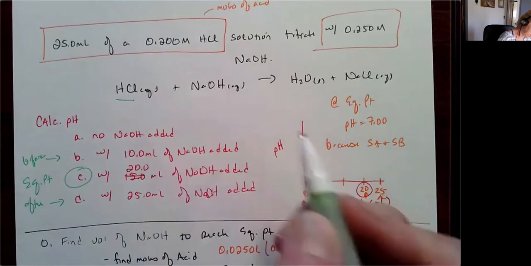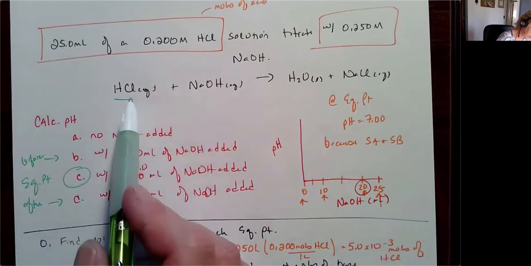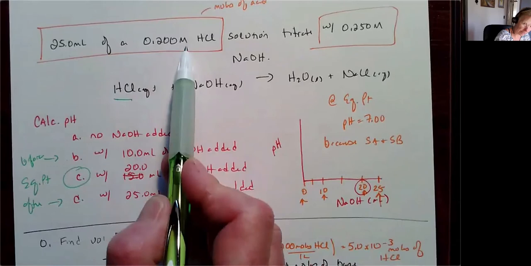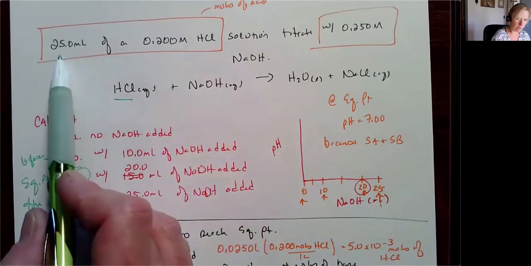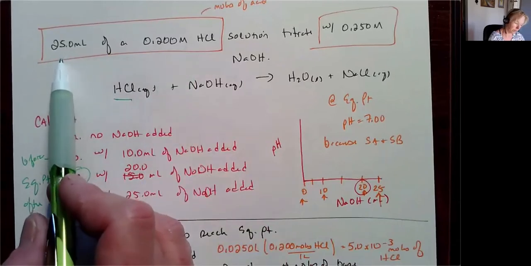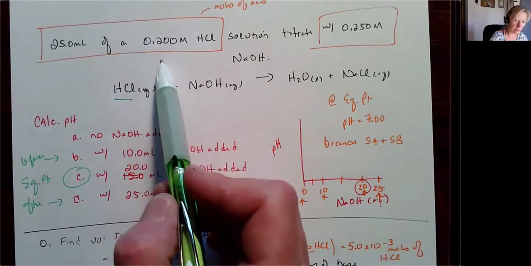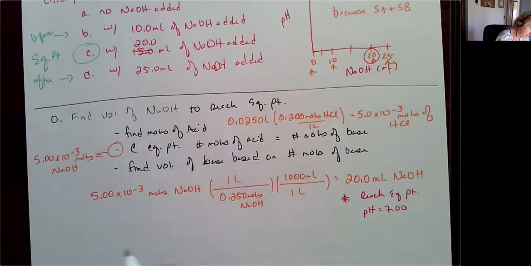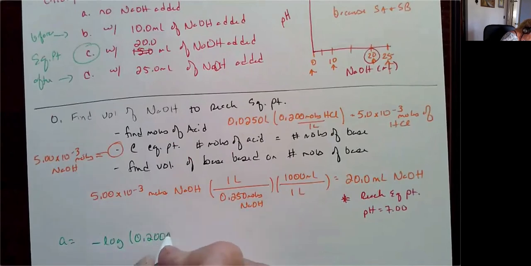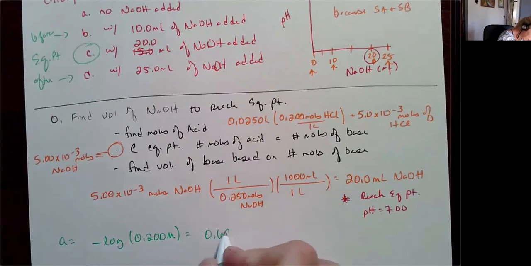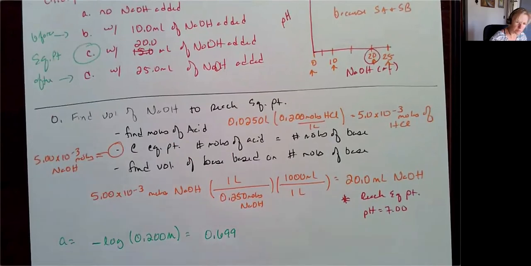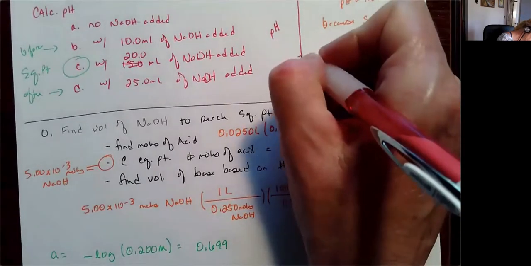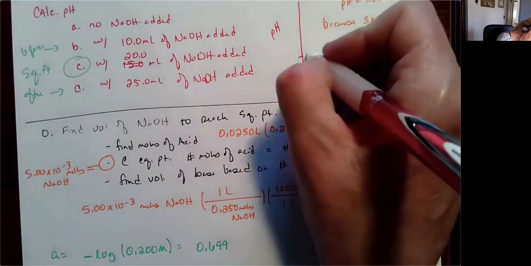So this is a strong acid. So if this is a strong acid, I'm going to take just the molarity of it. It doesn't matter if I have 25 mils or 50 mils or 100 mils. My pH is going to be driven by the concentration of that strong acid. So for A, I'm just going to take the negative log of 0.200 molar, and that's going to give me my pH, 0.699. So that's my initial pH. That would be my pH here with no sodium hydroxide added.